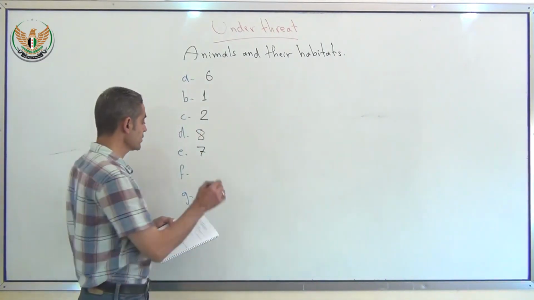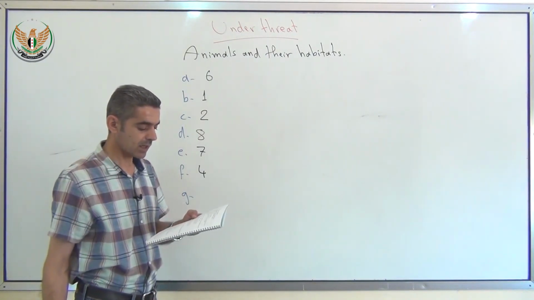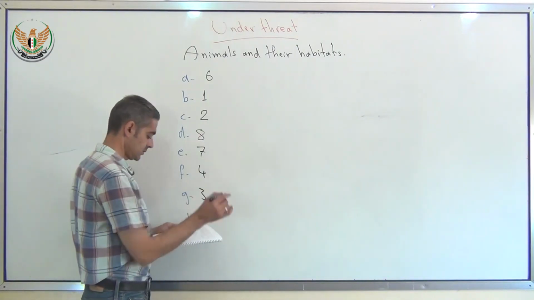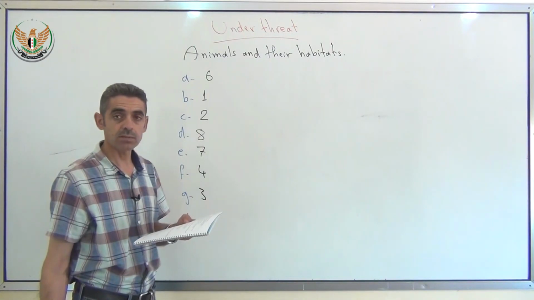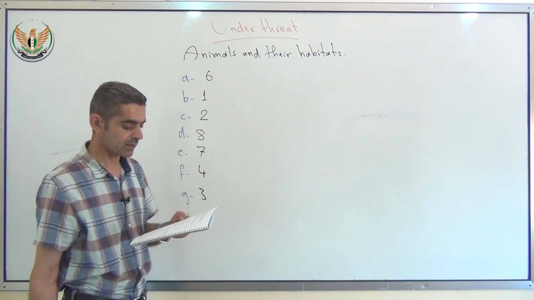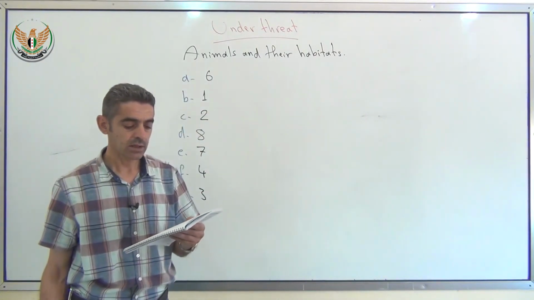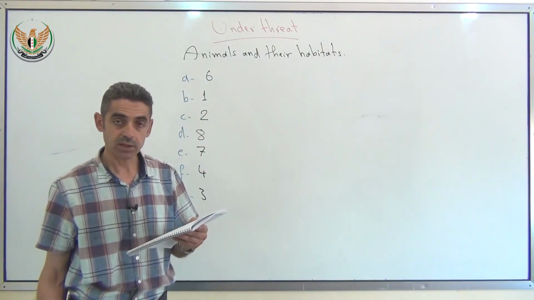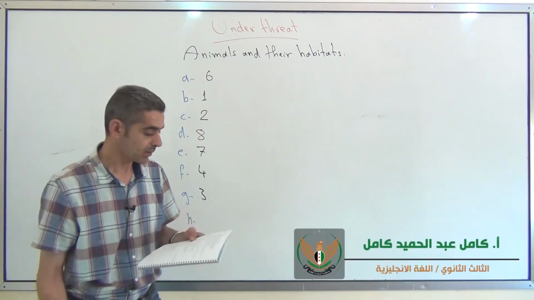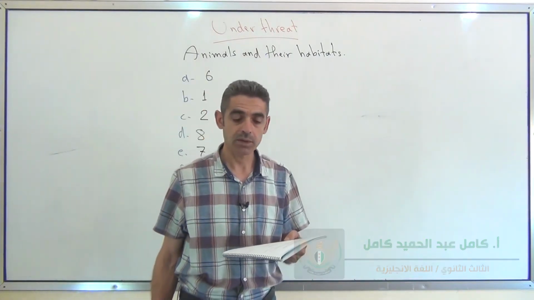Pouch, with number 4. Bag or pocket of skin, حقيبة أو جيب من الجلد. Remote, بعيد, with number 3. Far from civilization, بعيد عن الحضارة, where animals live. عفواً, far from civilization or populated areas. نعيد الترجمة, بعيد عن الحضارة أو populated areas أو المناطق المأهولة أو المسكونة يعني. Terrain, منطقة, with number 5. Type of landscape, نوع من المناظر الطبيعية.